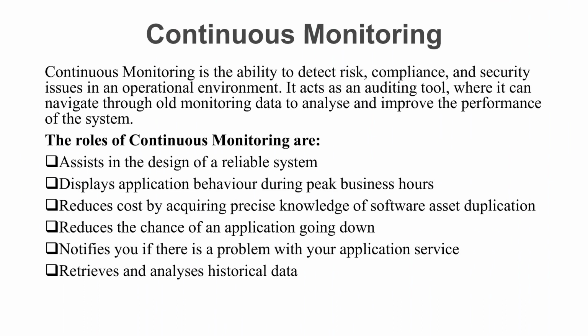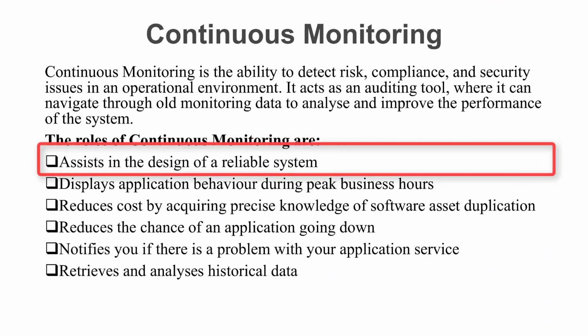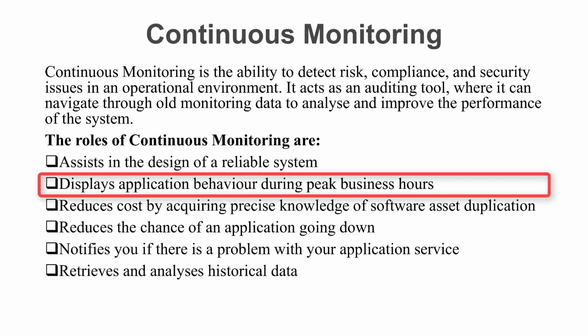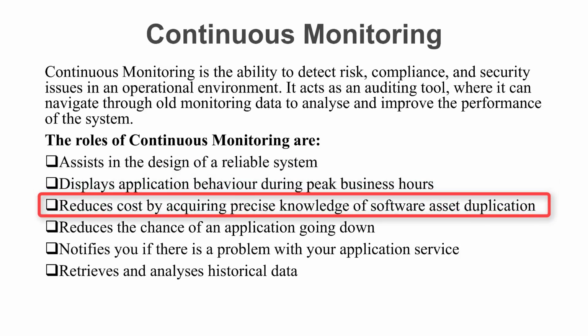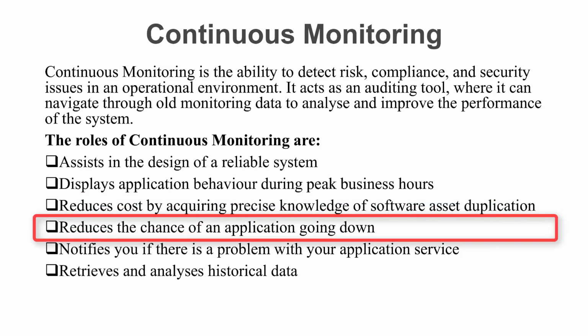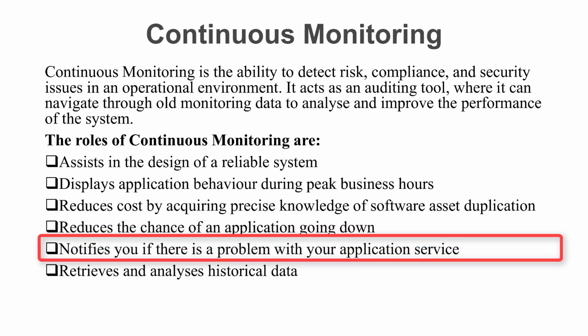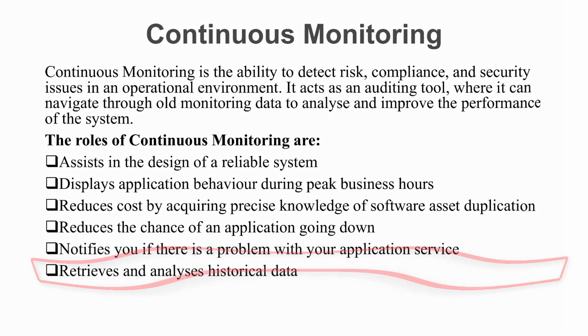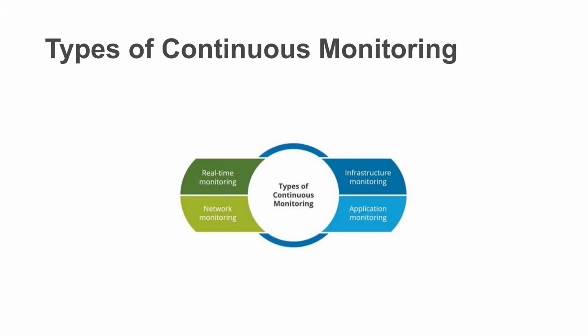The roles of continuous monitoring are: assists in the design of a reliable system, displays application behavior during peak business hours, reduces cost by acquiring precise knowledge of software asset duplication, reduces the chance of an application going down, notifies you if there is a problem with your application service, retrieves and analyzes historical data. Types of continuous monitoring are: real-time monitoring, network monitoring, infrastructure monitoring, application monitoring.